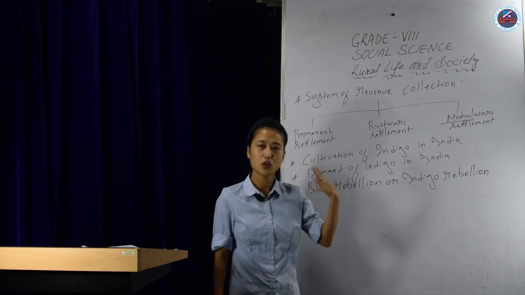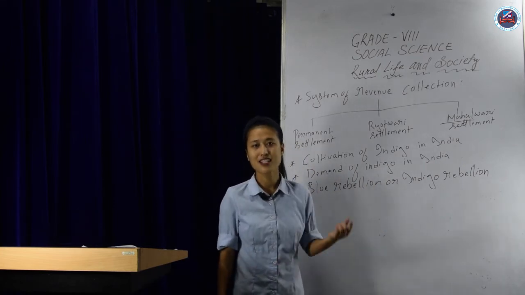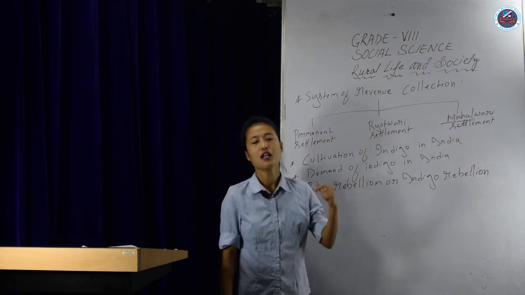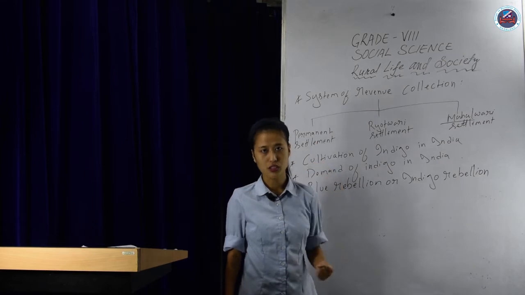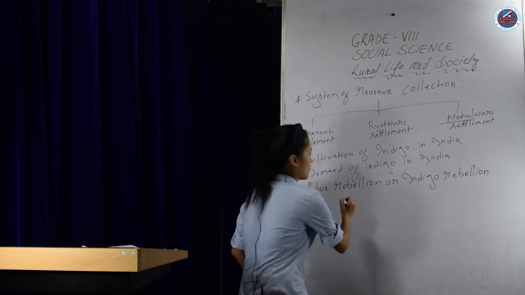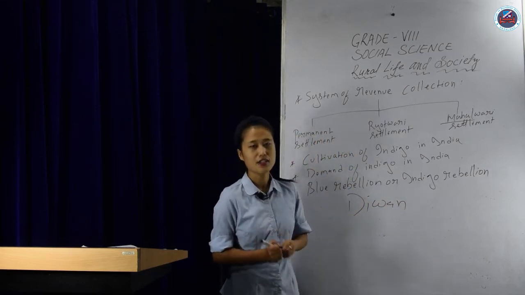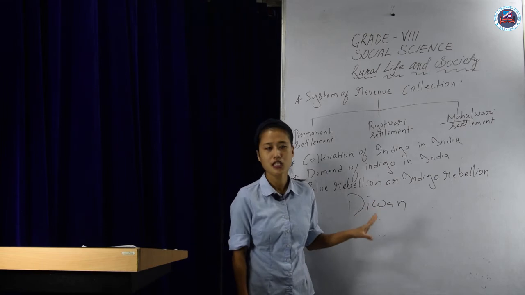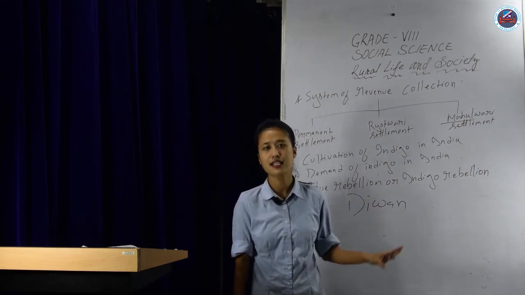These three systems of revenue collection were given authority through the Treaty of Allahabad in 1765. The Britishers, that is the East India Company, got the authority to collect the diwani. Diwani means collection of tax, and this authority was given to the East India Company through the Treaty of Allahabad in 1765.